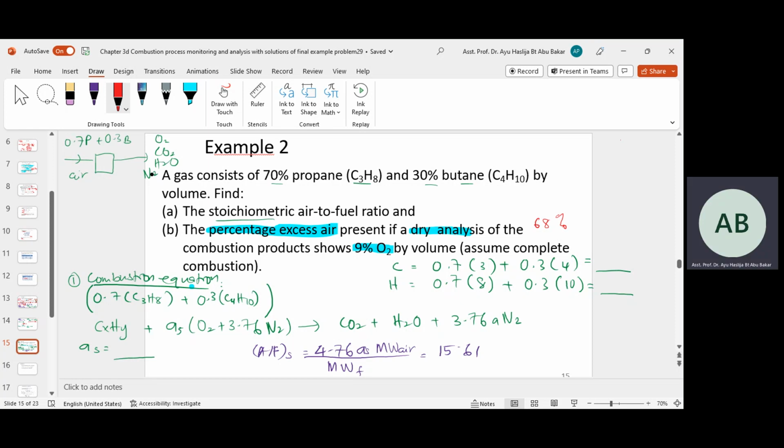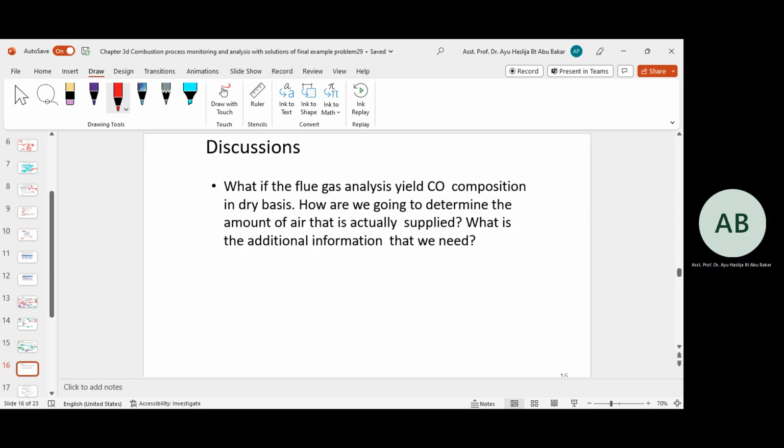Okay, for the next part, before we proceed to the thermal efficiency, let's say the flue gas analysis that you have yields CO composition in dry basis. Okay, how are you going to determine the amount of air that is actually supplied? What is the additional info that you need?